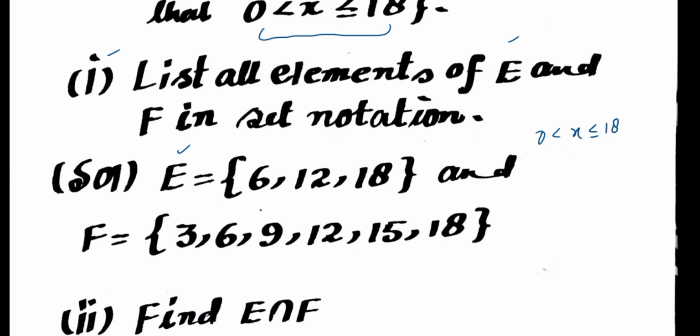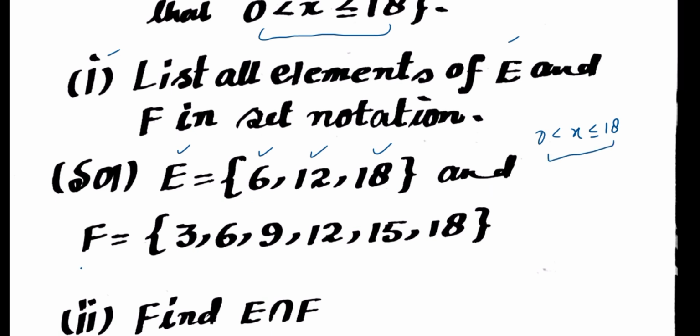So we take simply multiples of 6, which means first multiple, 6 1s are 6, second, 6 2s are 12, and third, 6 3s are 18. So these are the three multiples of 6 that lie in this interval.